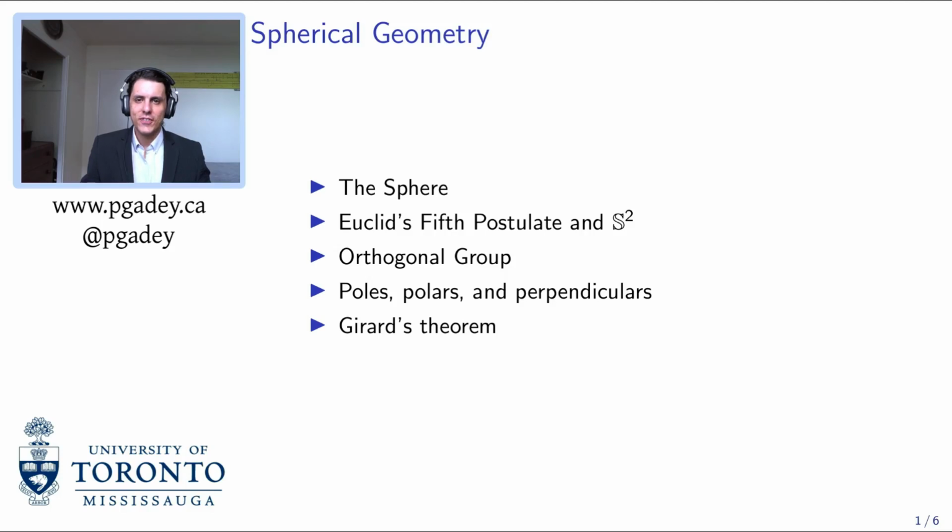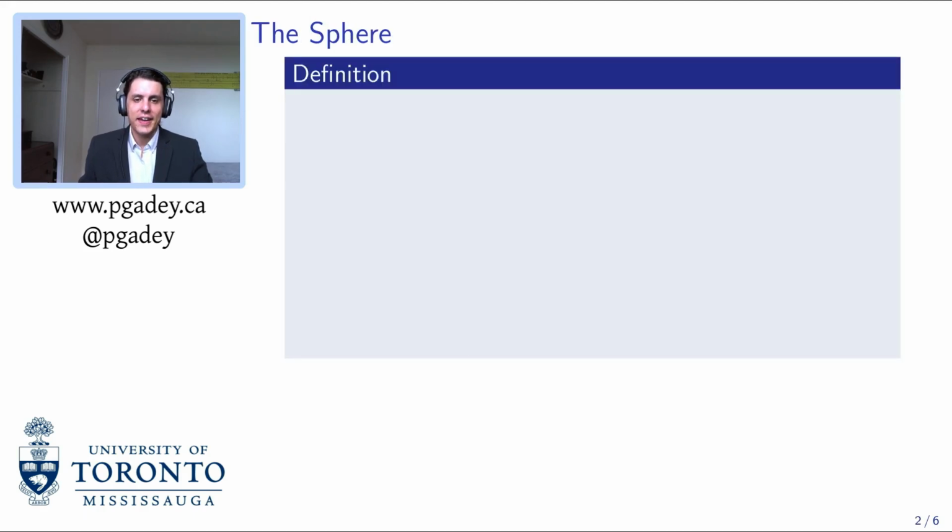Hi there. In this video we're going to talk about spherical geometry. We're going to introduce the sphere, which is our first example of a non-Euclidean geometry. Then we're going to talk about how Euclid's fifth postulate relates to the sphere. Then we'll get into the orthogonal group, the role of poles and polars, and we'll finish off with Gerard's Theorem. Let's get started.